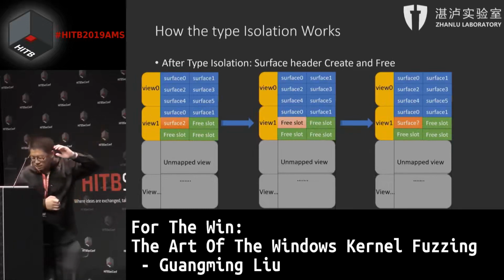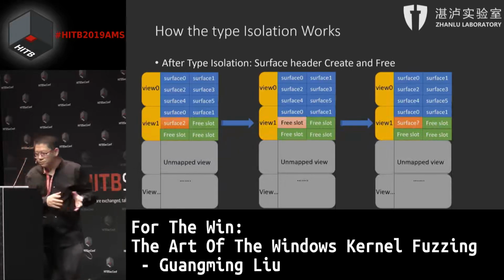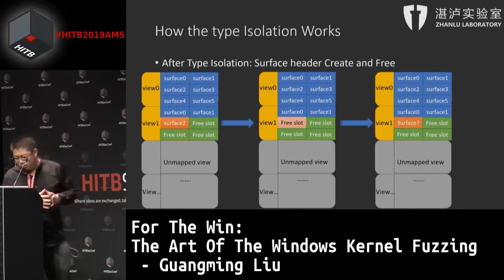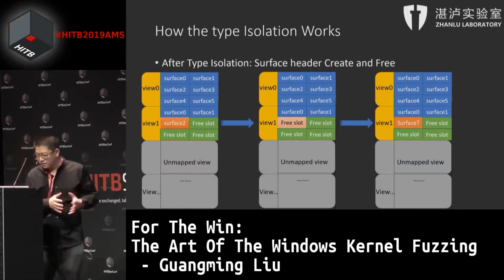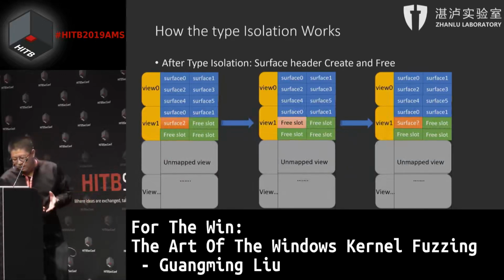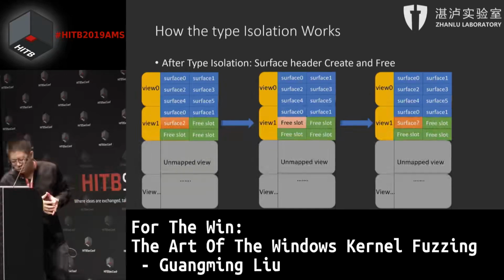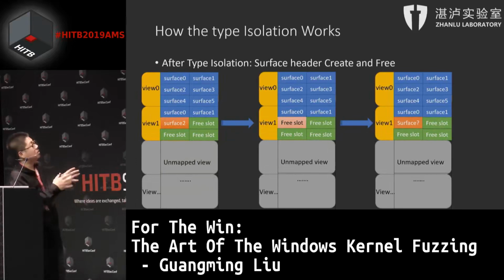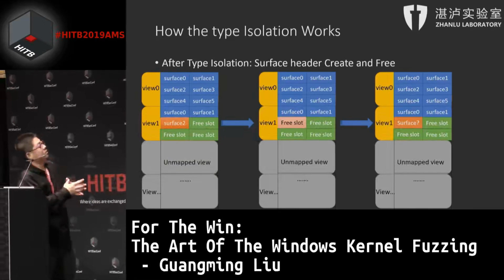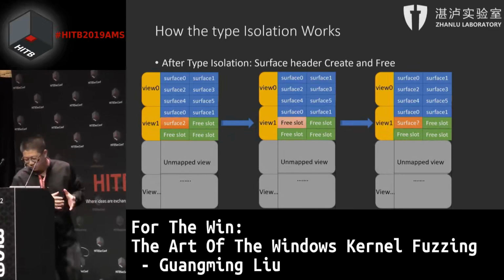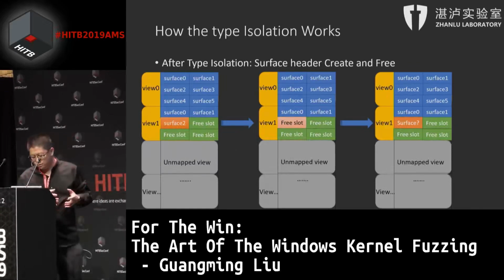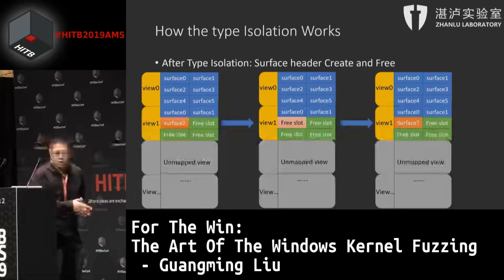Here are the details about the surface header create and free. We can spray to the isolation heap. As you can see, if you free the surface, that will leave a free slot on the view 1, and the free slot will be filled with the next surface object. So we can't control the sprayed layout. So the UAF can't be exploited this way.